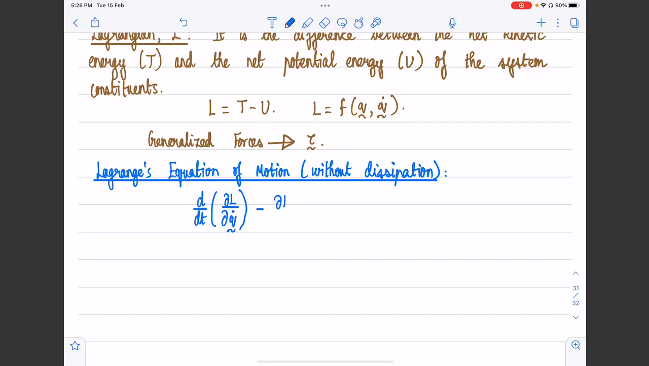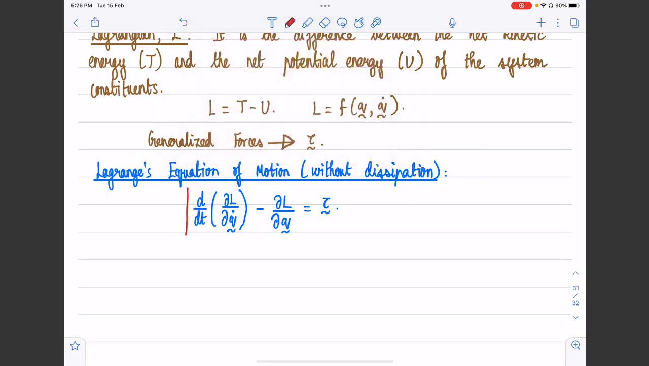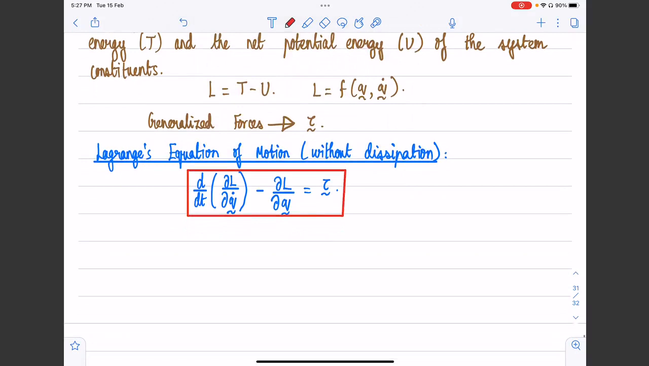Minus the partial derivative of the Lagrangian with respect to the generalized coordinate vector q, and this is equal to tau. So this is the equation of motion, the Lagrange's equation, when we don't have any dissipation in the system. No energy dissipation in the system and the system constituents. So that is the Lagrange's equation.